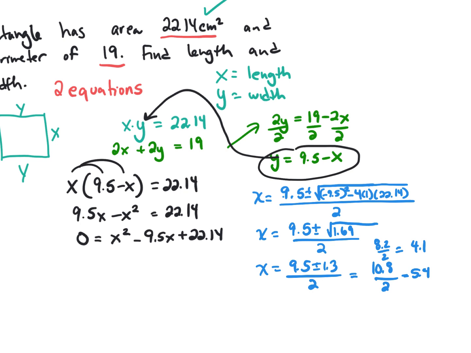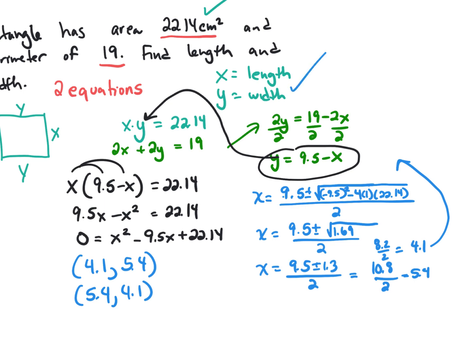And my y values, I can just plug these in. So for my first value of x of 4.1, if I put that in for x, I'll get 5.4. And ironically, if I put 5.4 in, I'll get 4.1. So either way, it doesn't matter because length and width are kind of arbitrary. They can go either way. That's why in this case we got both values from our quadratic formula. But again, just set up two equations, make an equation out of those and solve it for x, and then find your corresponding y.